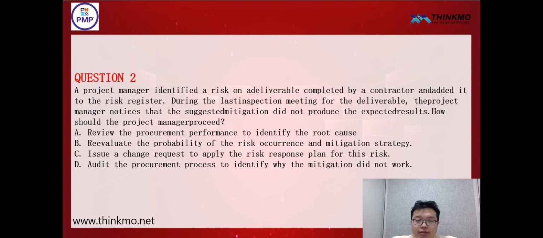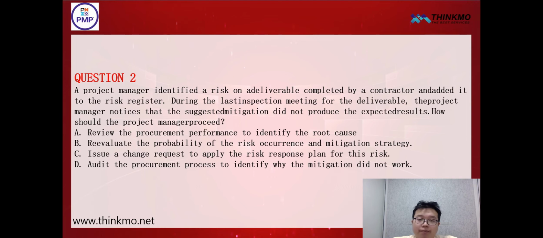For the next question, in this scenario, the project manager identified a risk related to the deliverables completed by the contractor and added it to the risk register. During the final delivery review meeting, the project manager noticed that the proposed mitigation measures did not produce the expected results. So what should we do in this situation?